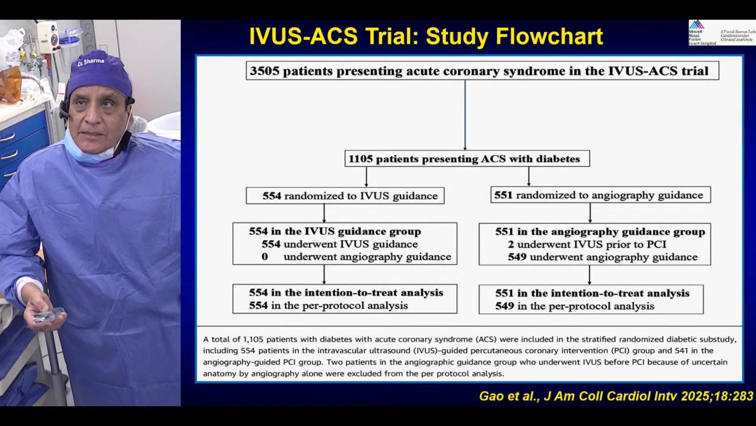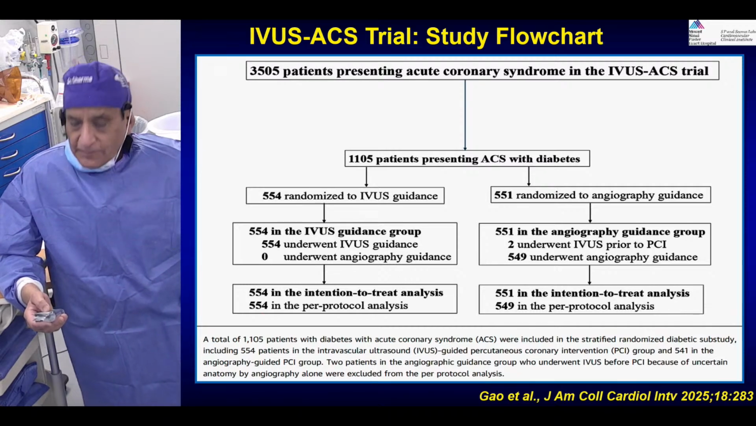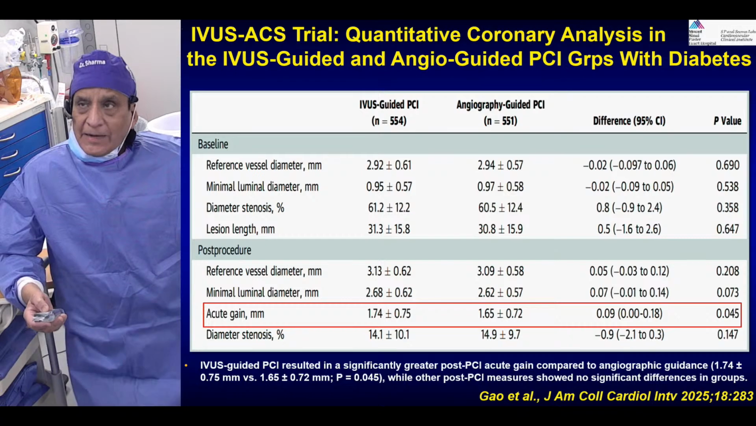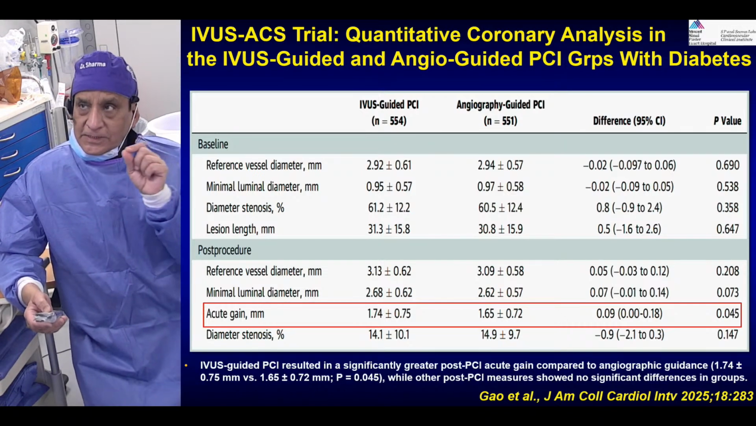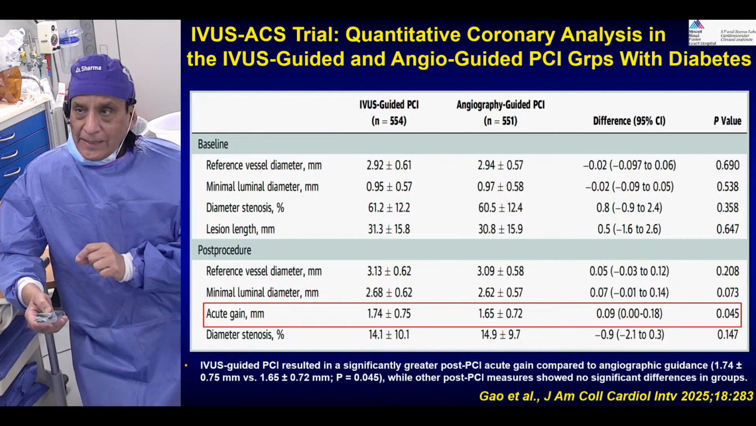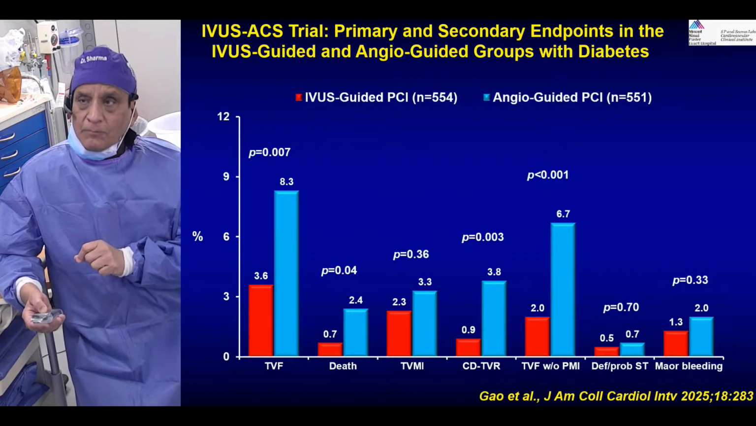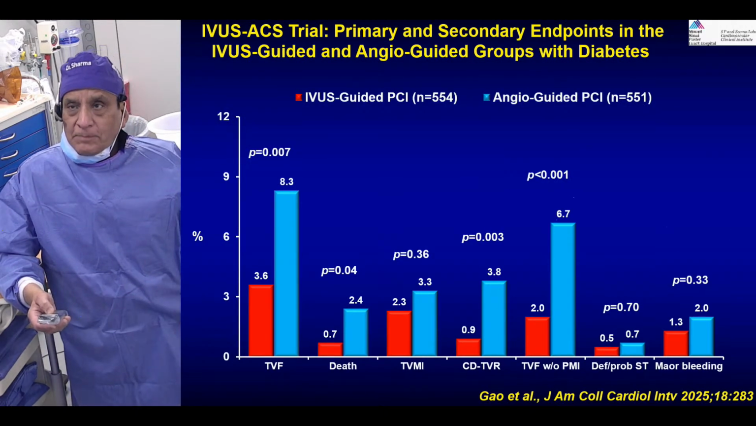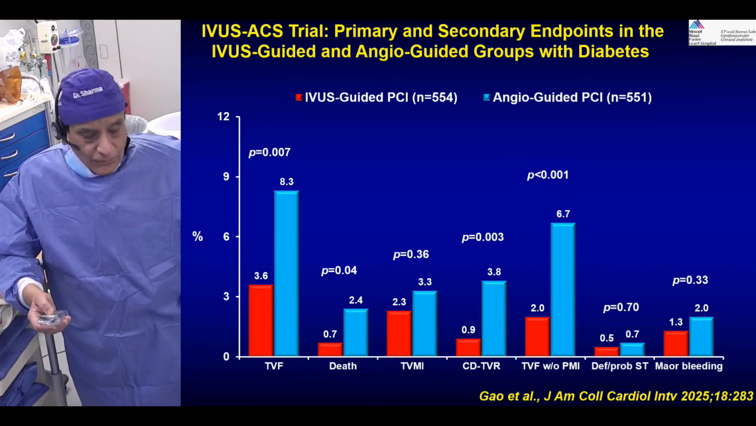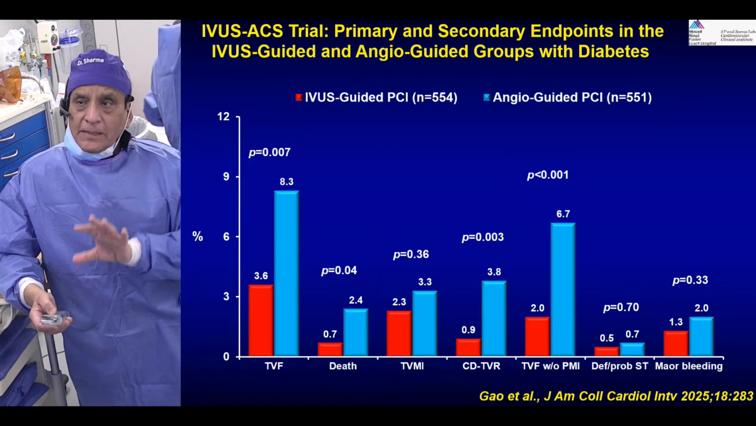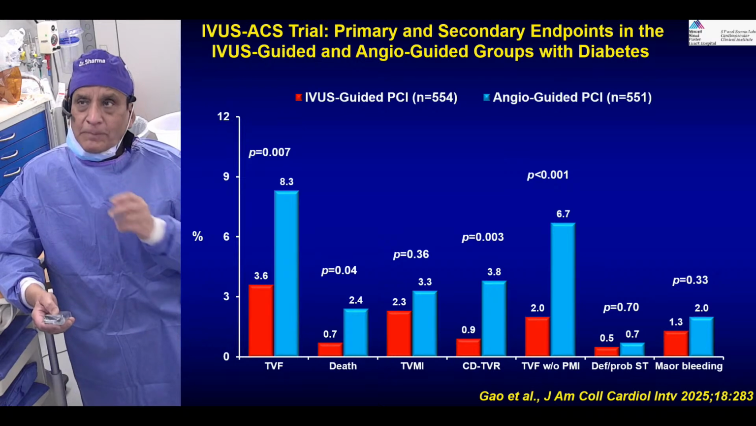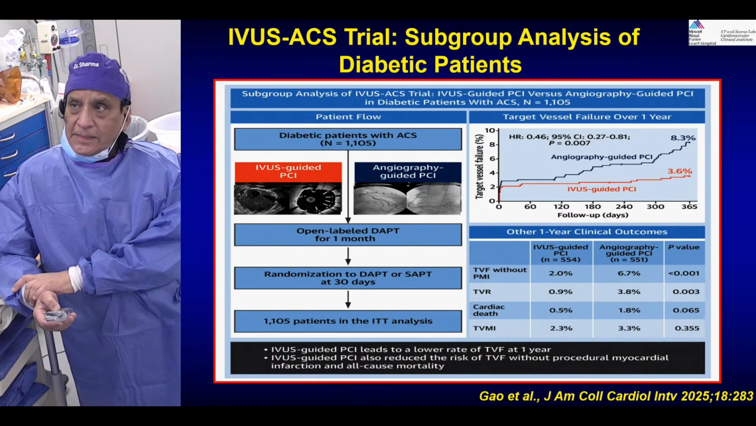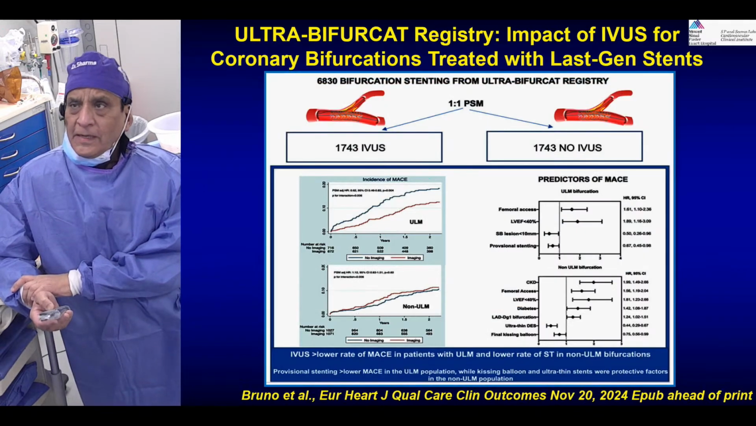Then we have the data of the IVUS-ACS, which is part of the ULTIMATE-DAPT trial. They found that IVUS-guided PCI in diabetic patients versus angiographic-guided had a better acute gain, and more importantly, at follow-up IVUS-guided was superior to angio-guided PCI. So clearly, while the field remains open, imaging benefits every aspect of our PCI, including the diabetic patient. This is the central figure of decreasing events.